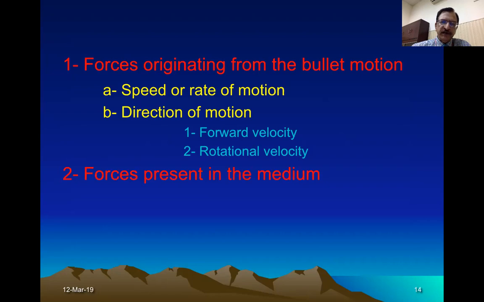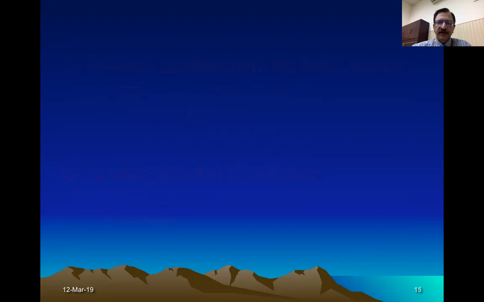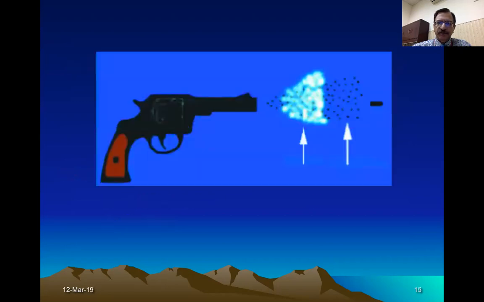Whereas the negative forces in the medium, which are interfering with the speed, are the air resistance and the gravity. The air resistance will try to reduce the forward velocity, whereas the gravity will pull the bullet down. It will not allow the bullet to travel in a forward straight line. So that's how the bullet assumes a curved pathway. This curved pathway is because of the pull of gravity which pulls the bullet down. That is the trajectory.